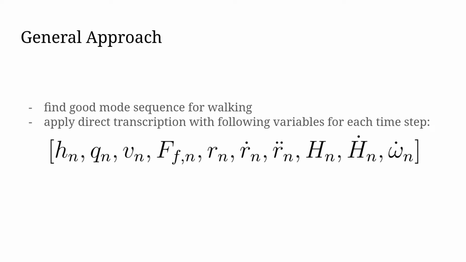the robot and the platform, the center of mass and its time derivatives, the angular momentum of the robot about its center of mass and its time derivative, and the angular acceleration of the rotating platform. These were sufficient to encode the physical constraints of our system, as we will see in the next slides.